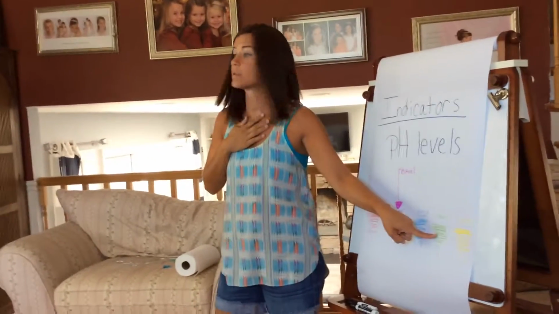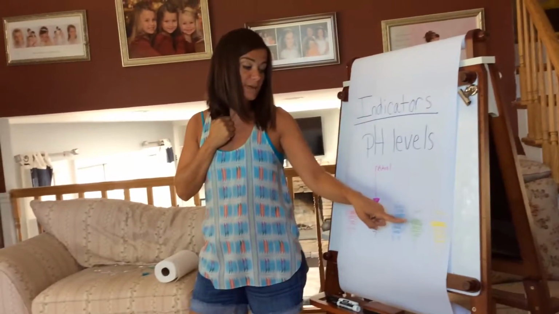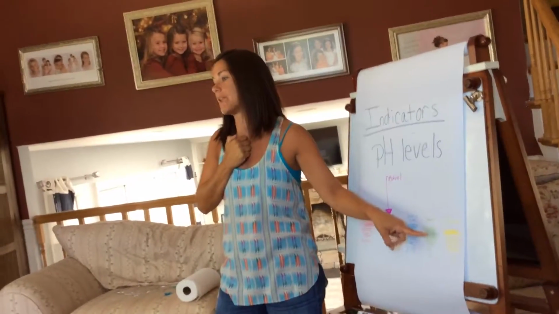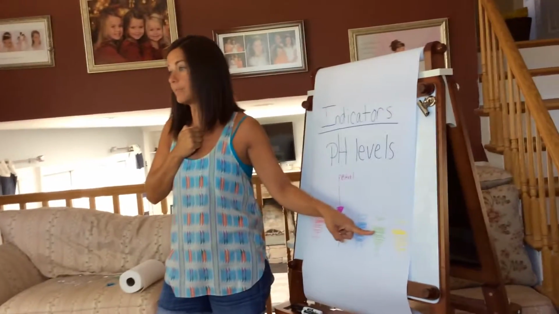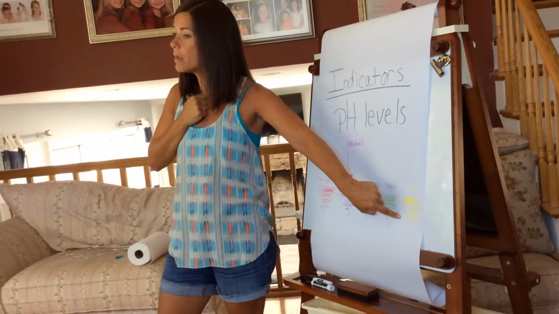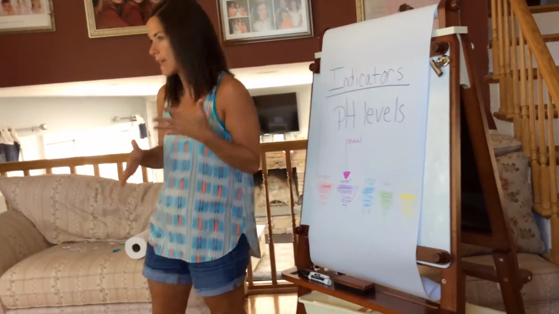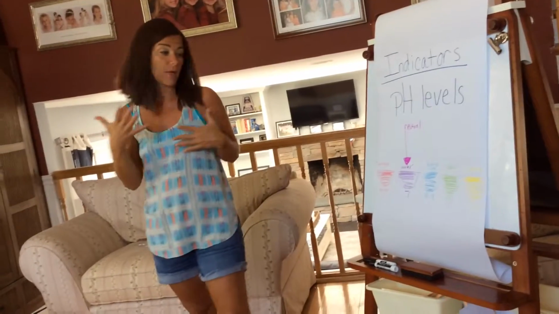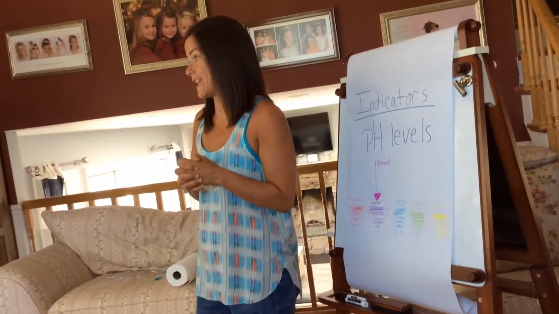And then what's the next color on your chart? Green. And what's an example of a household item with a pH level of between 10 and 11? Bleach. And last but not least, touch the yellow. The yellow would be household cleaners. Okay, Windex, things like that. They would have a pH level between 11 and 13 on your indicators.